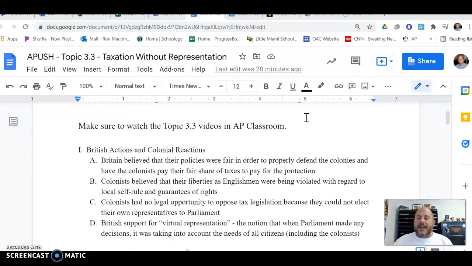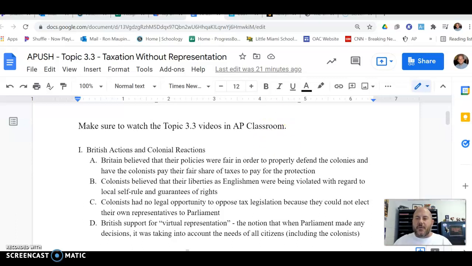Now, for many colonists, this is very obvious. You can't tax somebody ethically, morally, philosophically. You cannot tax people that do not have a say in the taxation decision-making process. But Britain would respond by saying, well, hold on, colonists, you are being represented. You are part of the greater British Empire. And when Parliament makes a decision, it isn't just thinking about London. It isn't just thinking about Wales. It isn't just thinking about Yorkshire or something like that. It's thinking about the entire British Empire simultaneously.